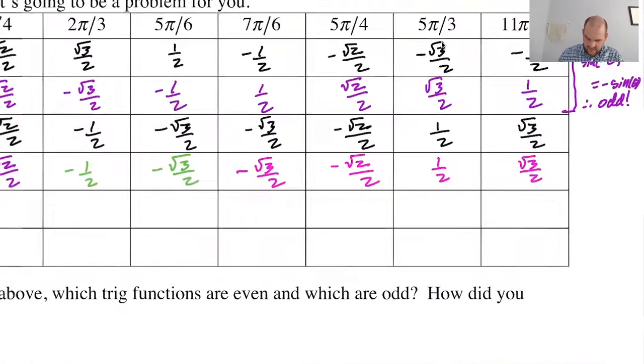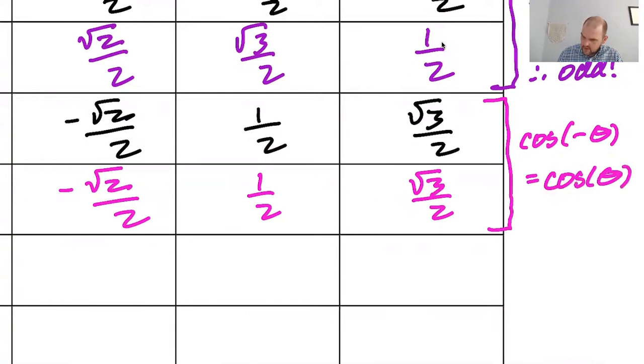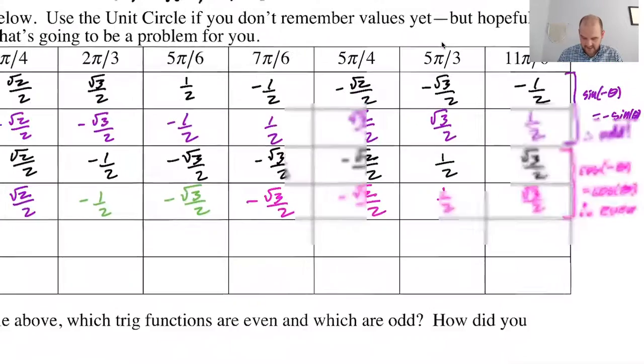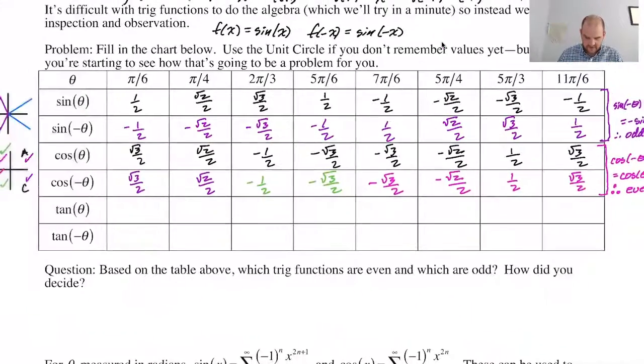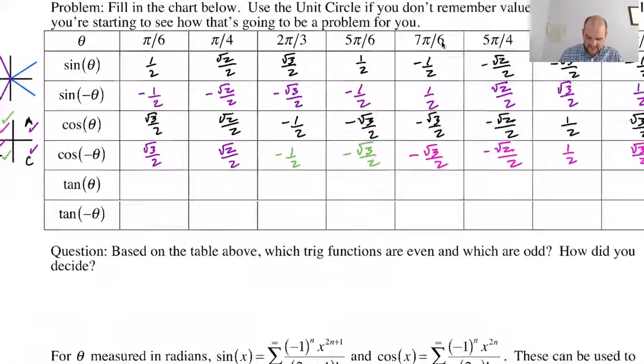So from this, it definitely looks like the cosine of negative theta is equal to the cosine of theta, which would make cosine an even function. That's a big deal. Cosine's an even function. We need to remember that. That's the one you need to remember. Cosine's even. Let's see how the tangents work out.